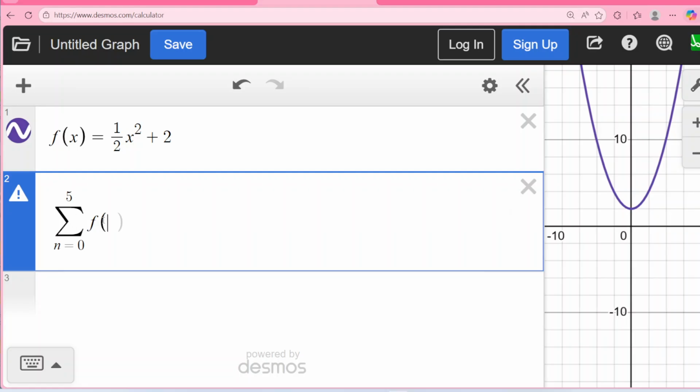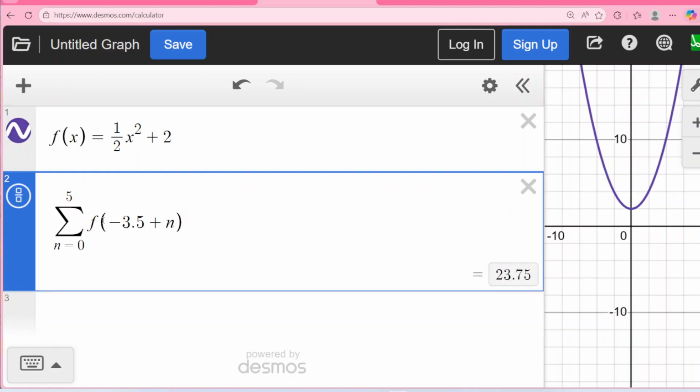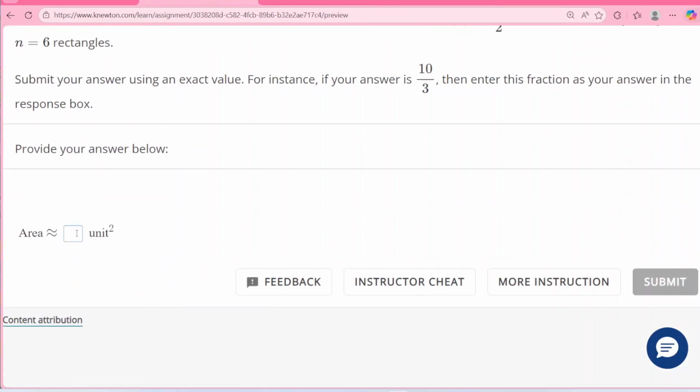And then every single one of these is f of negative 3.5 plus n, right? Because when n equals 0, it would be f at negative 3.5, and then it just kept getting added by 1. So when n equals 1, it's negative 2.5. When n equals 2, it's negative 1.5, then negative 0.5, then 0.5, then 1.5 when n equals 5. So this would be the sum that I actually put on my paper. So this ends up being 23 3/4, 23.75 for the area of all those rectangles.